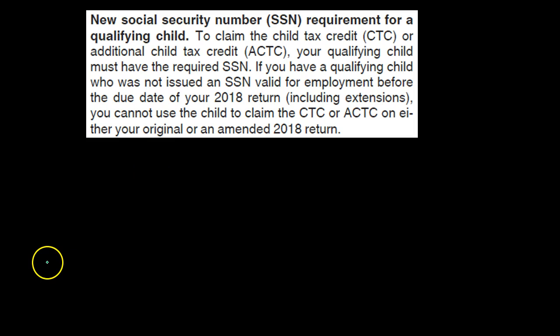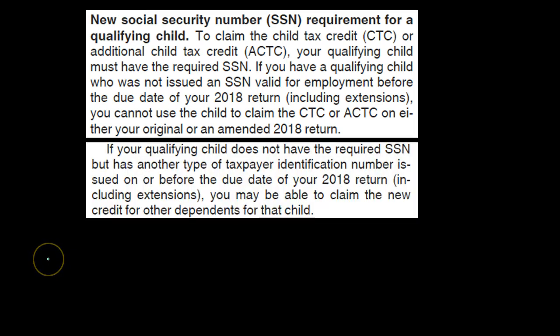So that's the first change we have there. If your qualifying child does not have the required Social Security number but has another type of identification number issued on or before the due date of your 2018 return, including extensions, you may be able to claim the new credit for other dependents for that child.